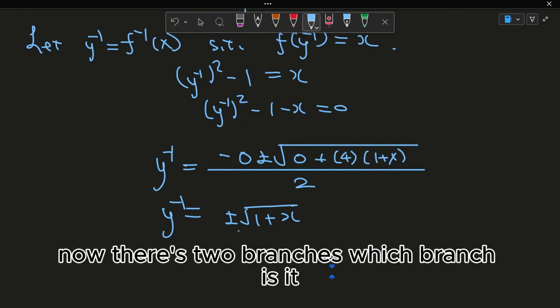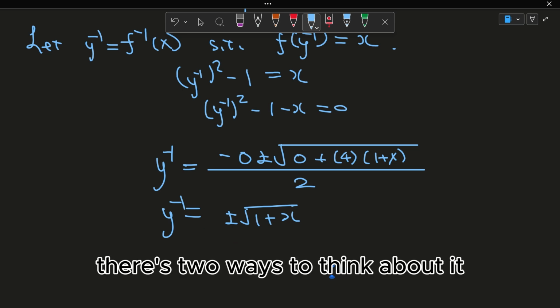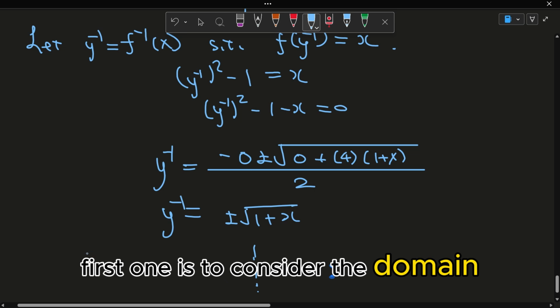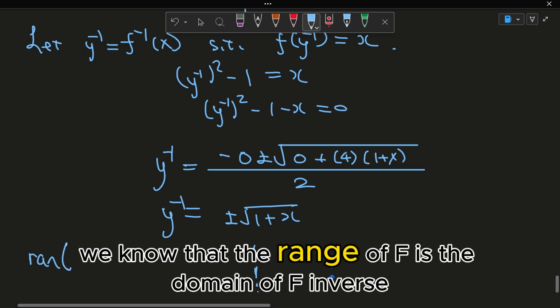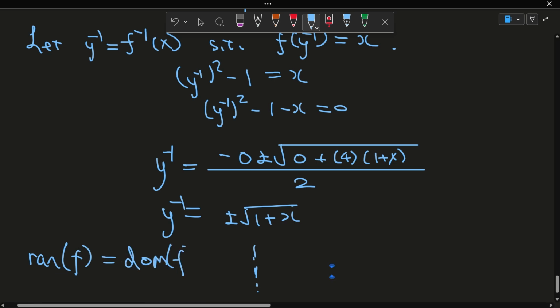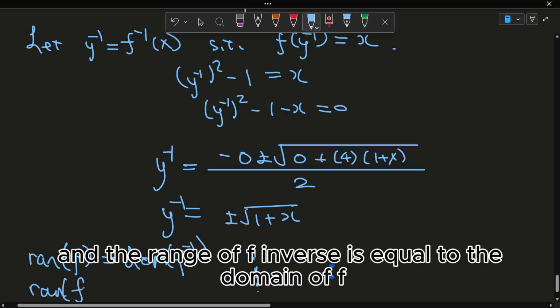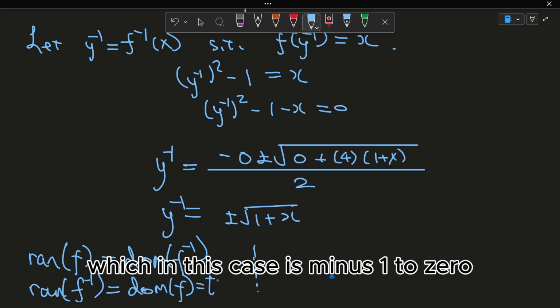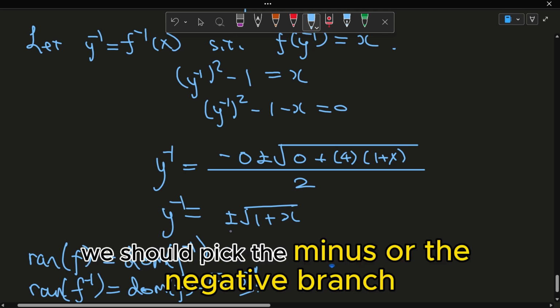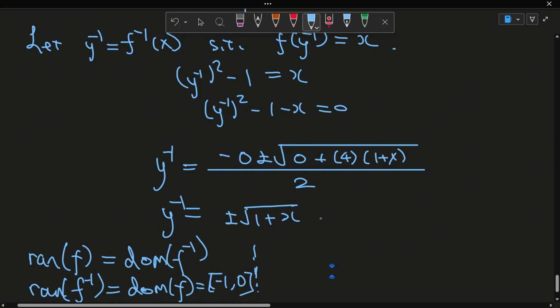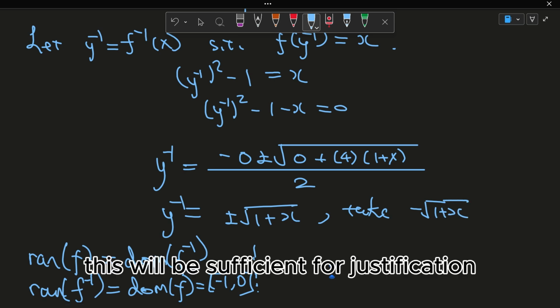Now there are two branches. Which branch is it? There are two ways to think about it. The first one is to consider the domain. We note that the range of f is the domain of f inverse, and the range of f inverse is equal to the domain of f, which in this case is -1 to 0. So quite obviously we should pick the minus, or negative, branch. This will be sufficient for justification.